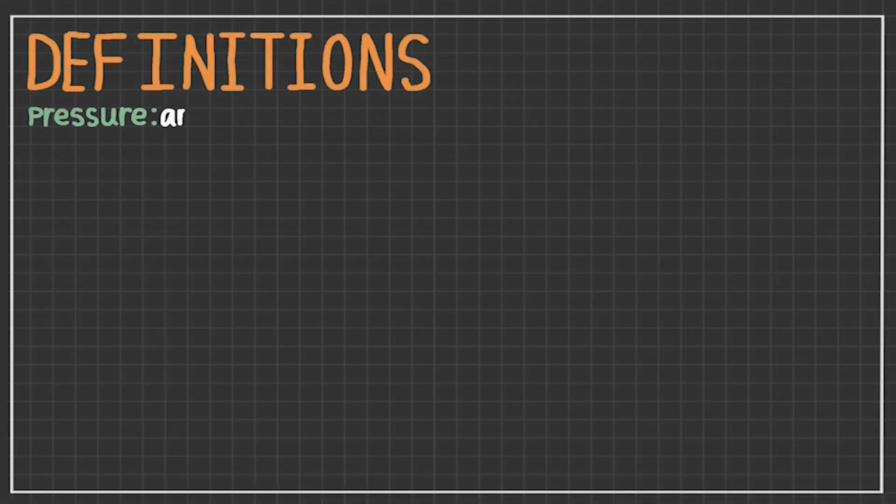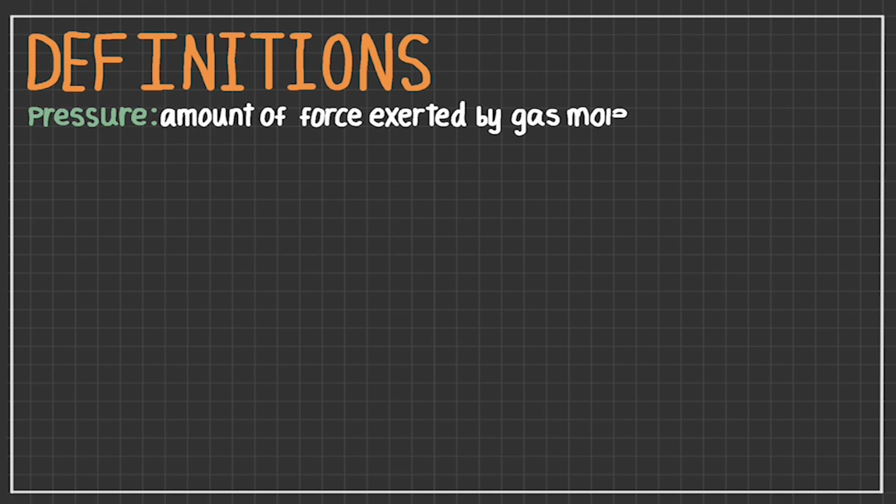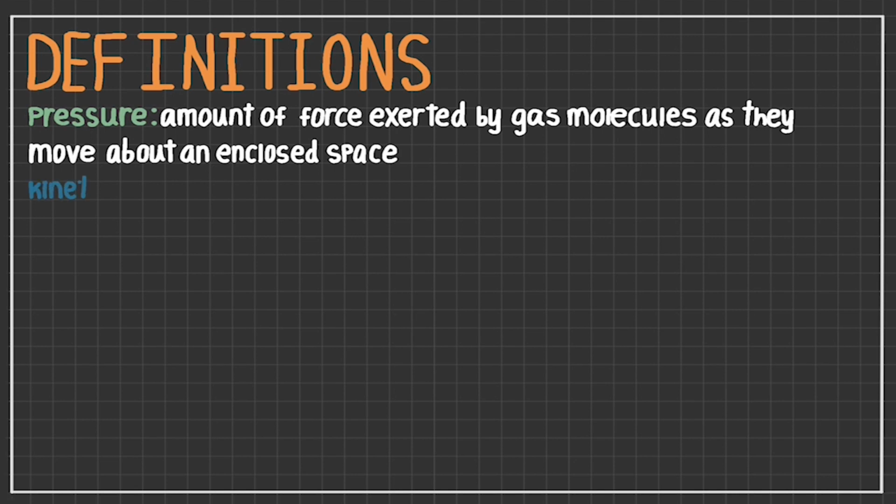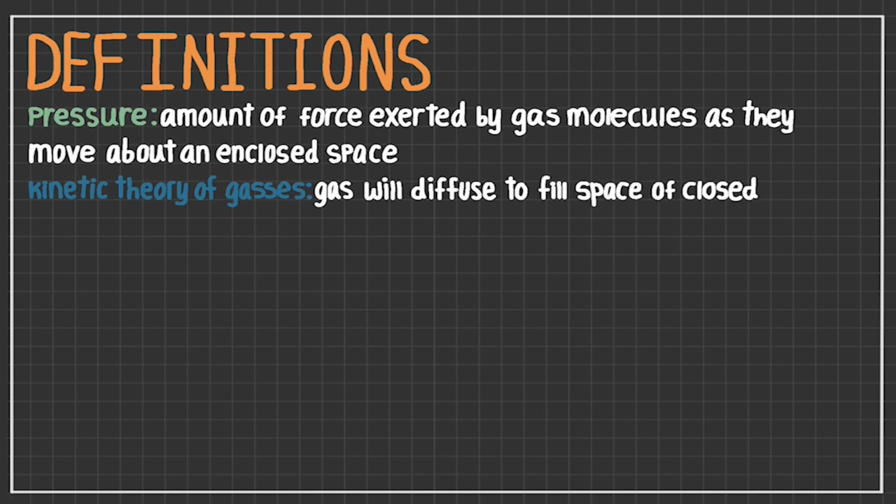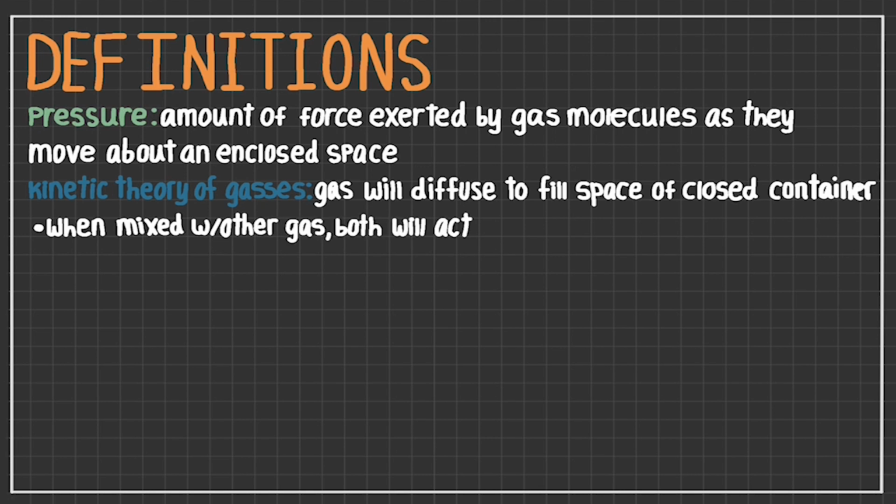Let's begin with some definitions and introduce the law we will go over. Pressure, in terms of chemistry, is the amount of force exerted by gas molecules as they move about an enclosed space. The kinetic theory of gases states any gas will diffuse to completely fill the space of an enclosed container it is put in. When mixed with another gas, the gases will act independent of each other and not be attracted to one another.